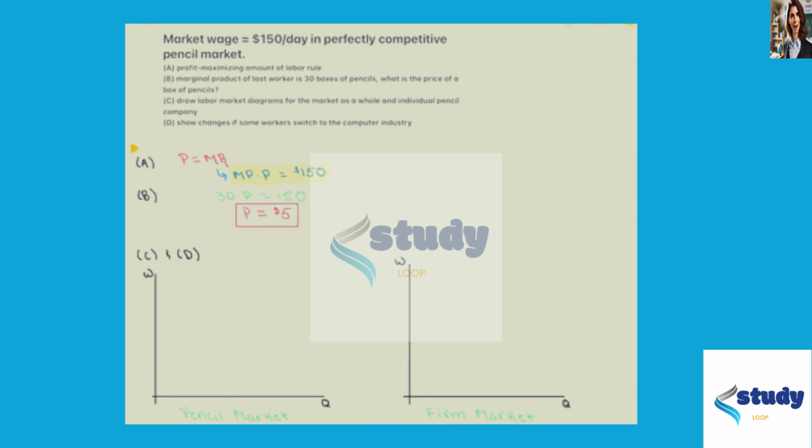All right, now parts C and D right here, what we want to do is first start by sketching out the supply and demand curves within the pencil market as a whole and within this individual firm's market. So for this pencil market, we have an upward sloping supply curve and we have a downward sloping demand curve. And then for this firm market, what we have is still a nice downward sloping demand curve. That hasn't changed. But our supply curve here is instead horizontal.